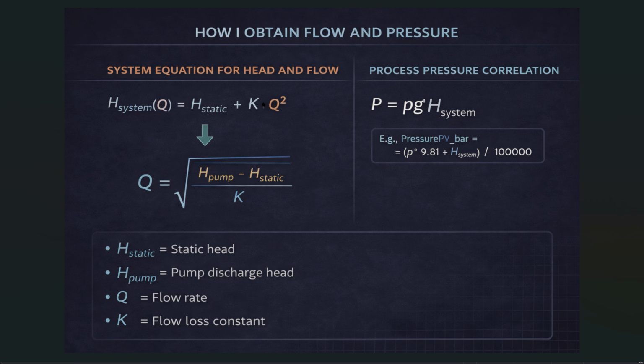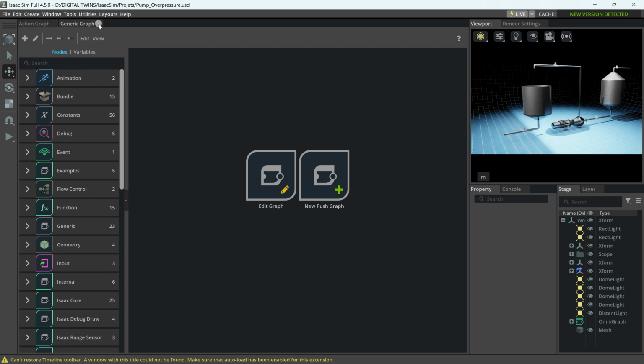At the same time, the pipe introduces hydraulic losses. These losses depend mainly on the square of the flow rate. By combining the pump curve with this system resistance, we can compute the operating point of the system. And because the model is lightweight, this calculation can run in real time.